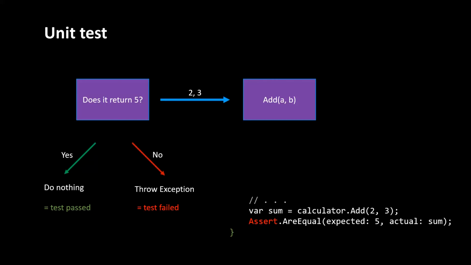We actually don't need to throw an exception directly. We use assertion that throws an exception if the condition fails. If the condition doesn't fail, we'll reach the end of the method and the test will pass.